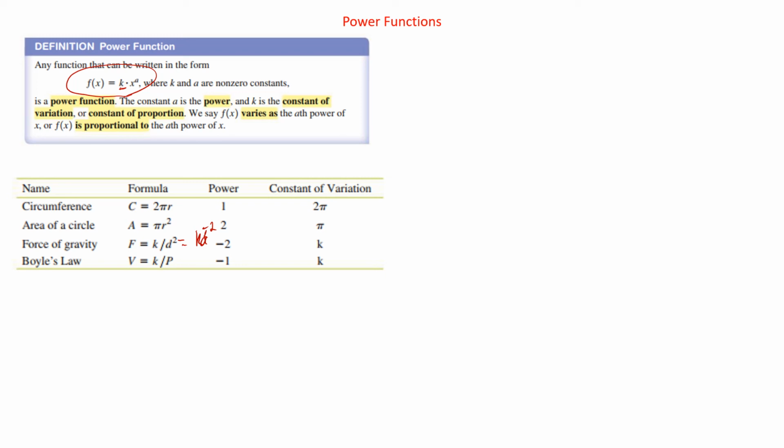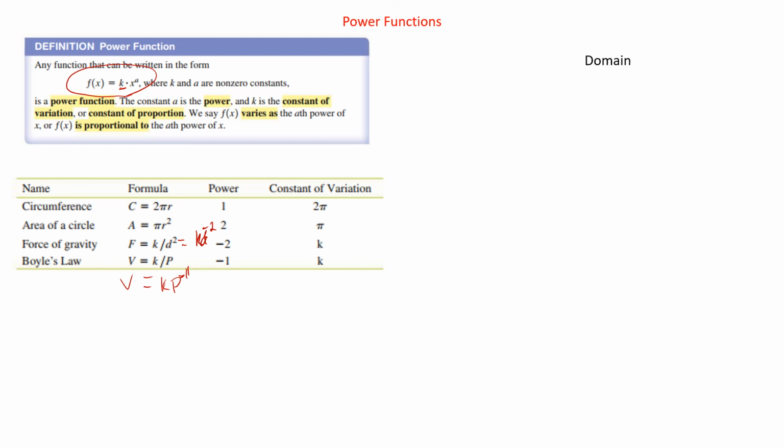And Boyle's law, the volume of a gas at a constant temperature is inversely proportional to the pressure of the gas. So again, this could be written as V equals K times P to the -1. So the power is -1. The constant of variation is K, which is actually a constant, Boyle's constant. And so that's what some of these power functions are.